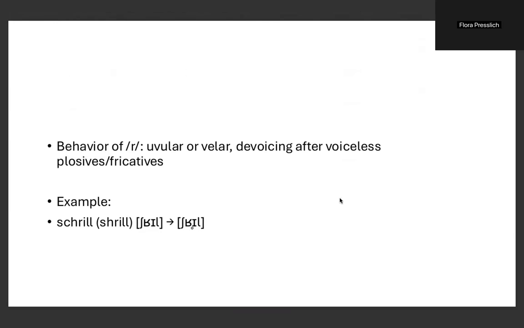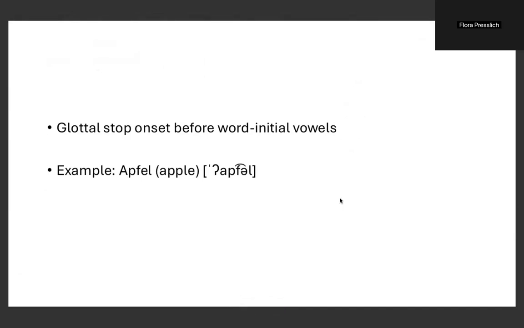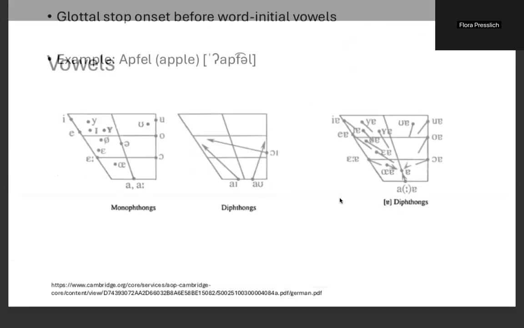And also the pronunciation of the R also depends on dialectal variations and also personal preference. Another special feature the German language has is that before any word that starts with a vowel, German-speaking people insert a small glottal stop. You can see this on the example I wrote on the slides, like Apfel. There's this small glottal stop before the pronunciation of the word.